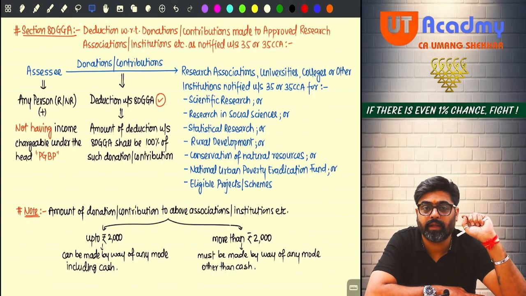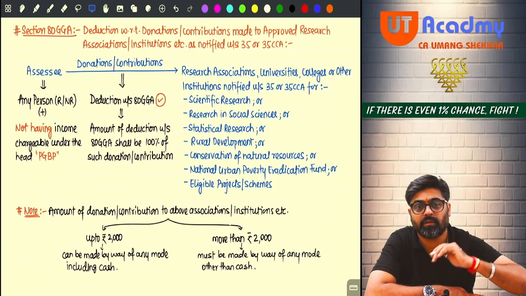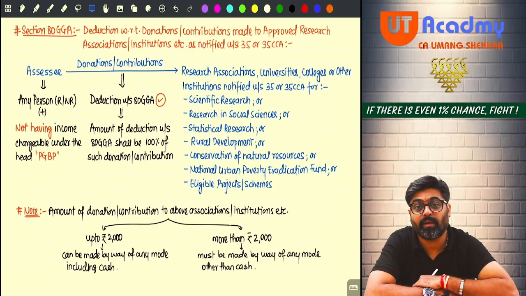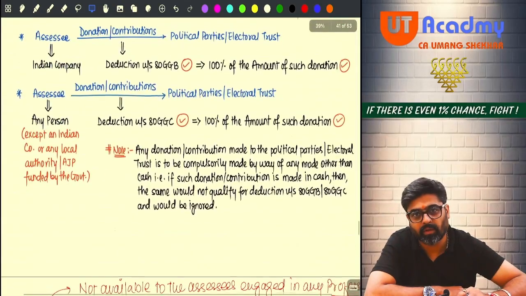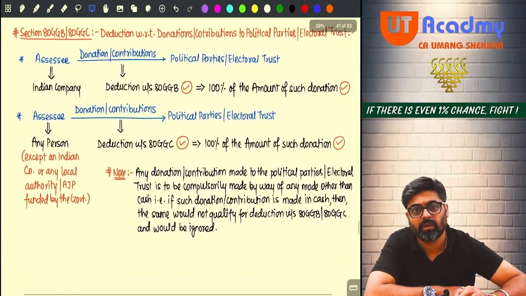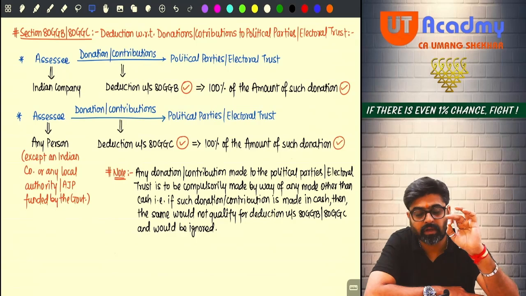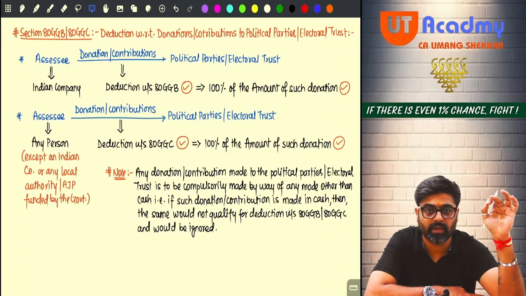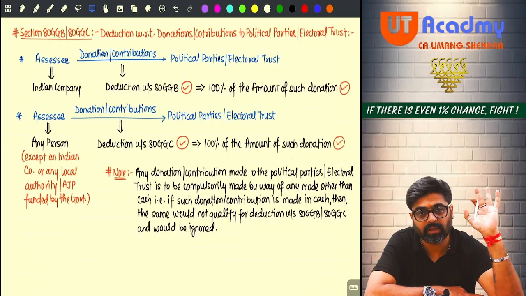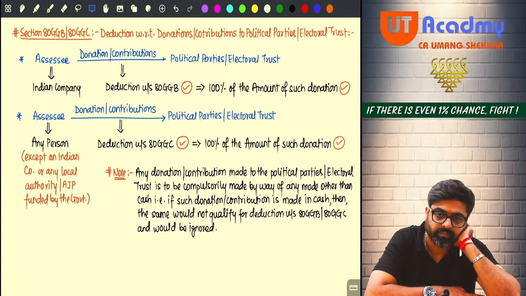A single rupee donated in cash will not be allowed as a deduction. The 2000 rupees limit which was applicable for 80G and 80GGA is not applicable here. So whatever amount you donate, you have to donate by way of any mode other than cash. Even 2000 or less, the donation must be made by any mode other than cash. More than 2000, any mode other than cash. Only then will that donation or contribution be allowed as a deduction. Will you remember? Now wait.